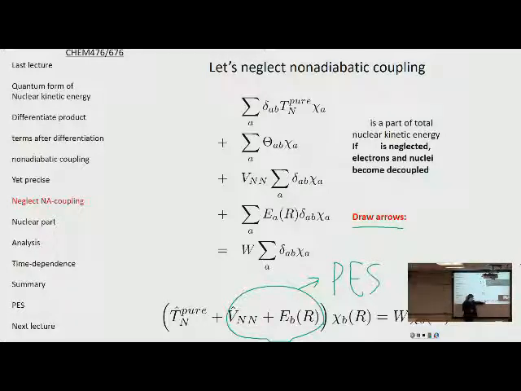So, the letter B here. Where does it come from? What does this index mean? It means that this is eigenstate number B of the electronic problem, of the electronic stationary Schrödinger equation. And the Schrödinger equation typically has more than one solution. Therefore, we need an index.